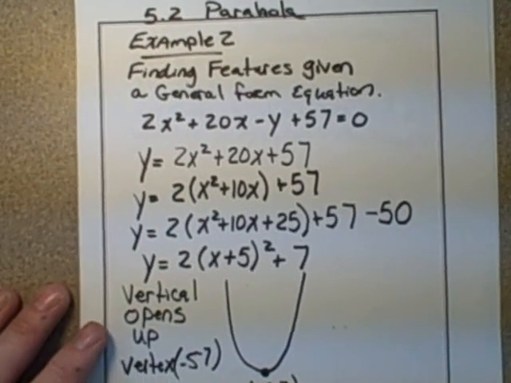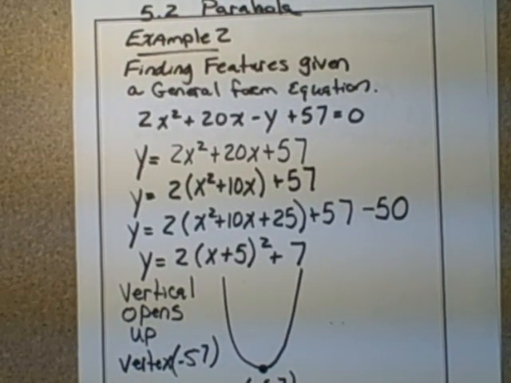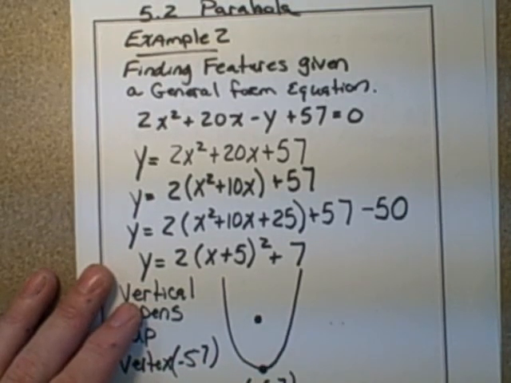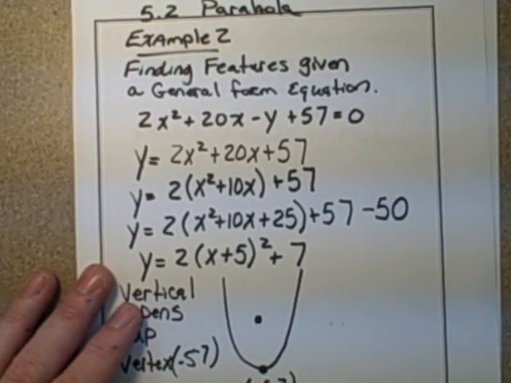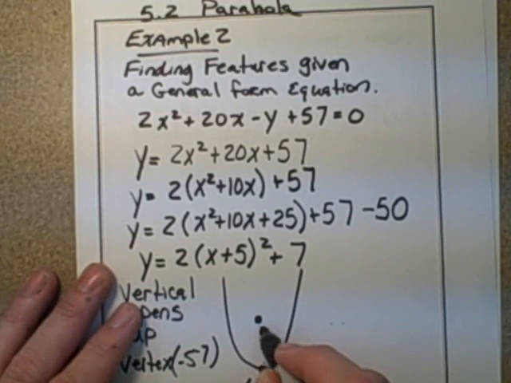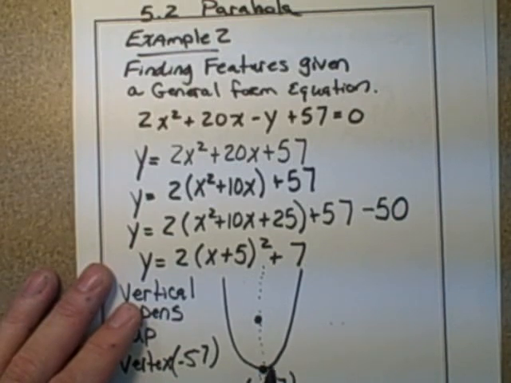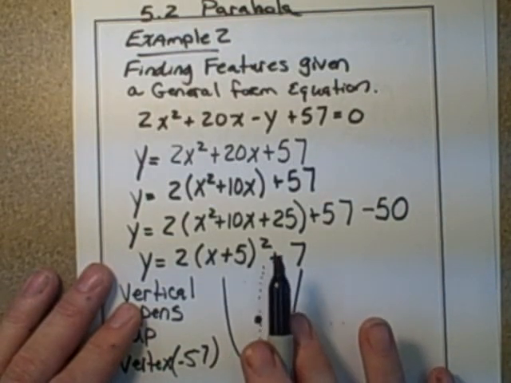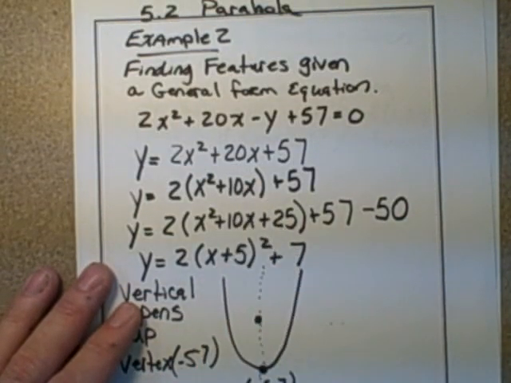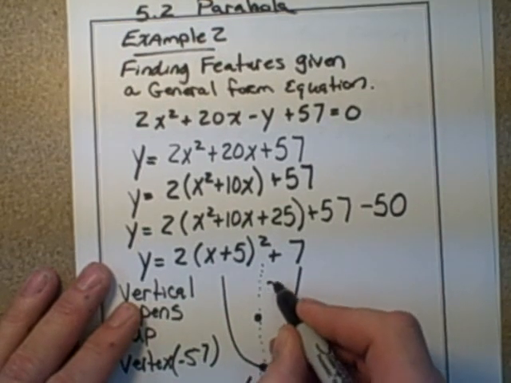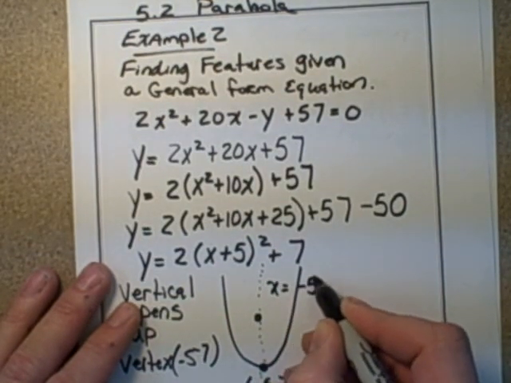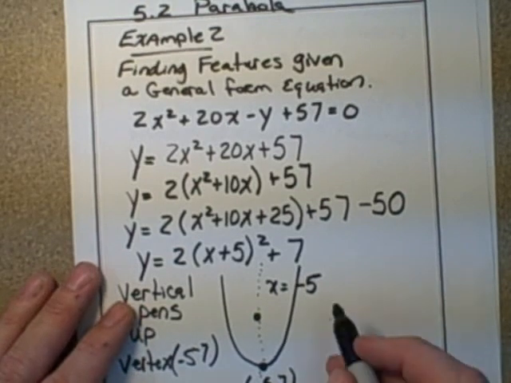Okay. Now we have to calculate the p-value in order to find out what the focus is over here and what the directrix is going to be here. We know what the axis of symmetry is going to be. If we look here, that's a line, that's an x line, x equaling negative 5 all the way through there. So this is x equals negative 5. That's our axis of symmetry.